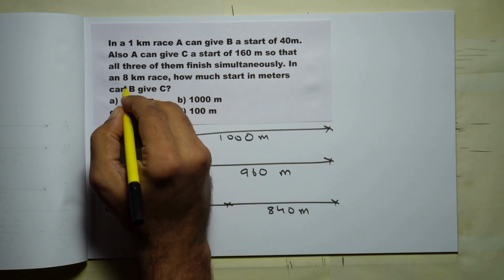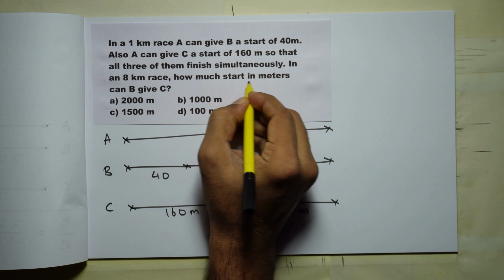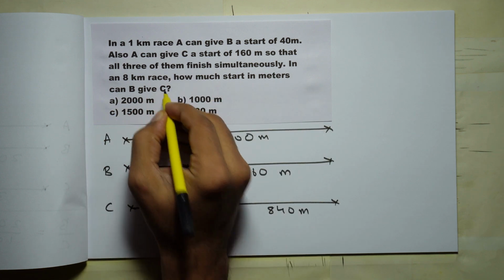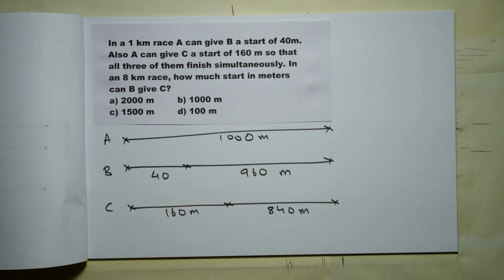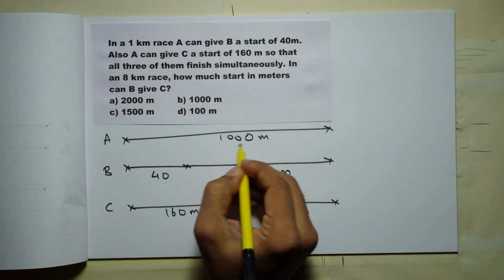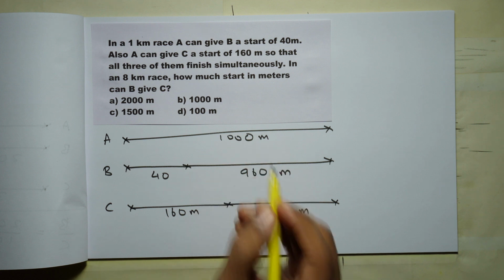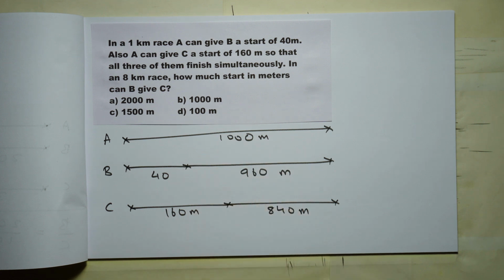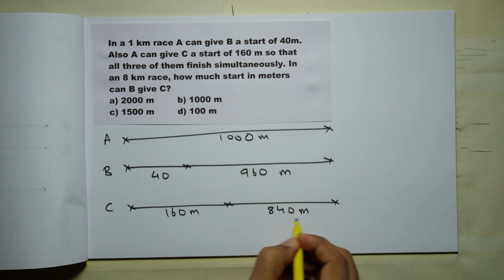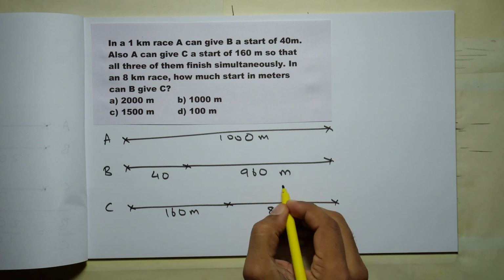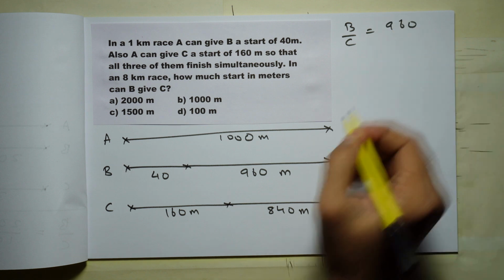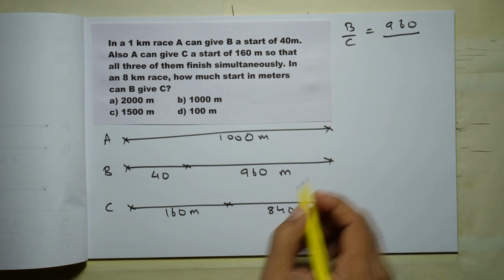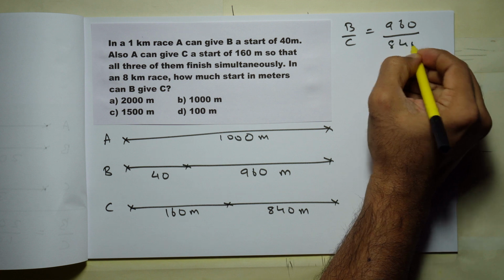The question is, in an 8 kilometers race, how much start in meters can B give C? Now we'll compare the distances covered by B and C. When A does 1 kilometer or 1000 meters, in that much time, B will do 960 meters and C will do 840 meters. So in a fixed time, when B does 960 meters, in that much time C will do 840.